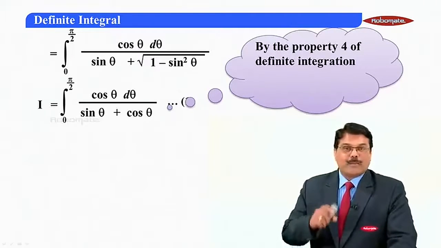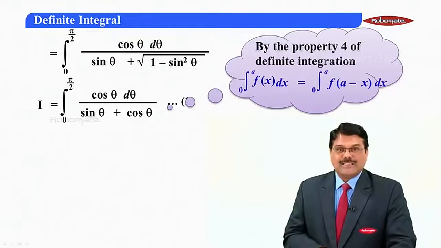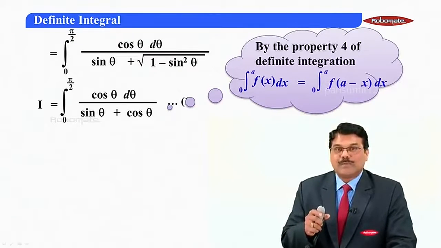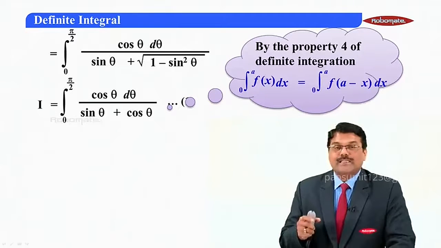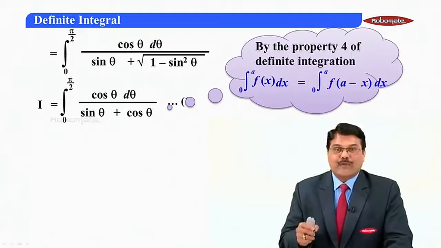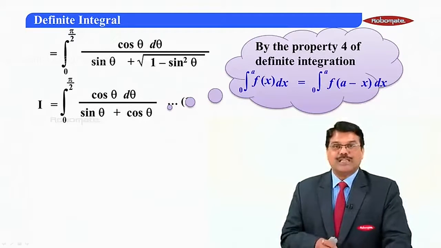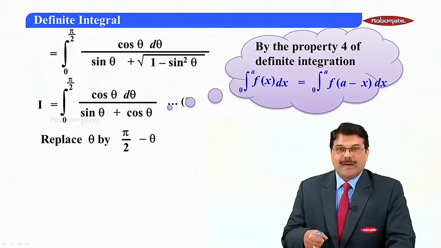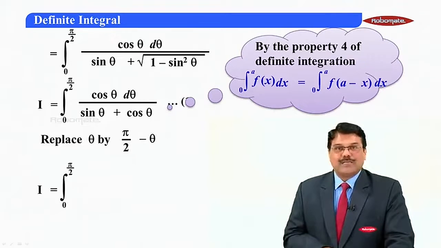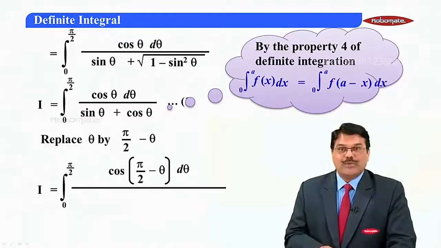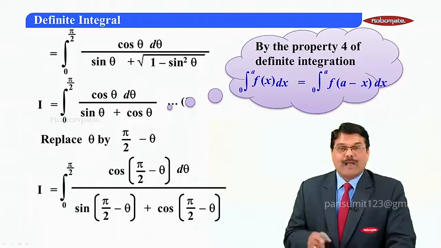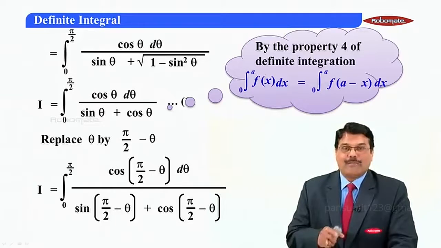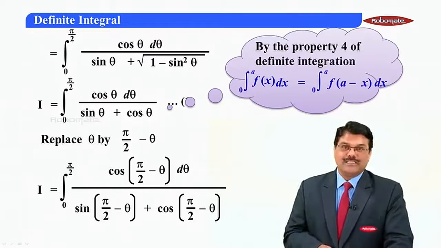Now I am applying the property number 4 of definite integration, that is integration of f of x with respect to x goes from 0 to a is equal to integration of f of a minus x with respect to dx, that is upper limit minus x. So here replace theta by upper limit, that is pi by 2 minus theta. So the step will become this way: integration goes from 0 to pi by 2 cos of pi by 2 minus theta upon sine of pi by 2 minus theta plus cos of pi by 2 minus theta with respect to d theta, right?